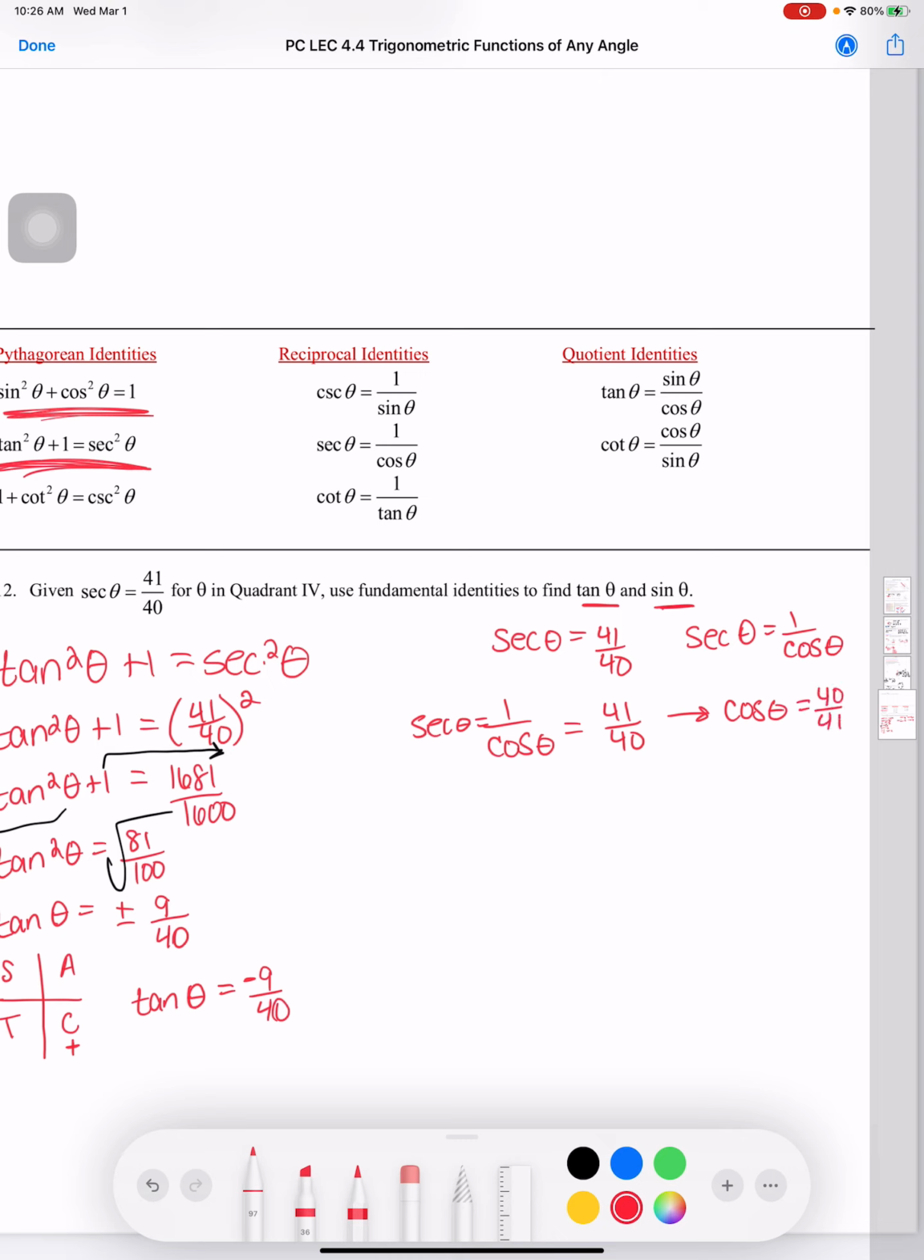I hope you guys can follow that. I can hear myself, and it sounds like I said a whole lot there. But remember, they are reciprocals. That's how they're related to one another.